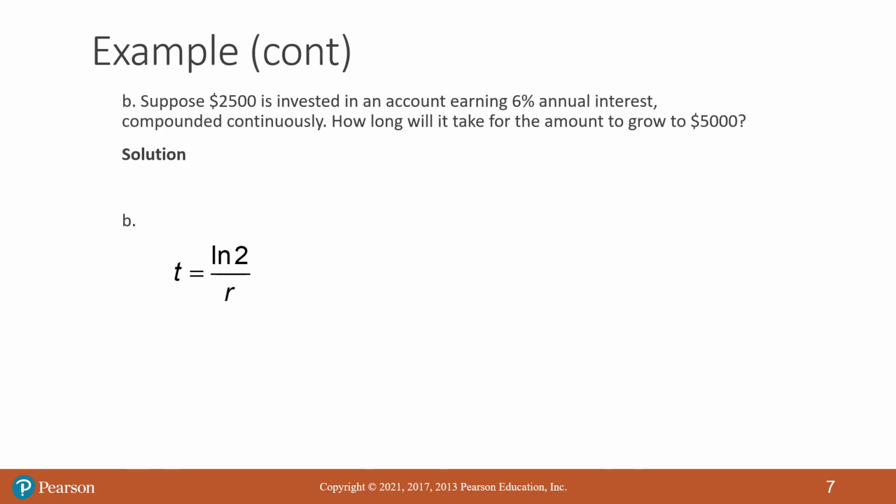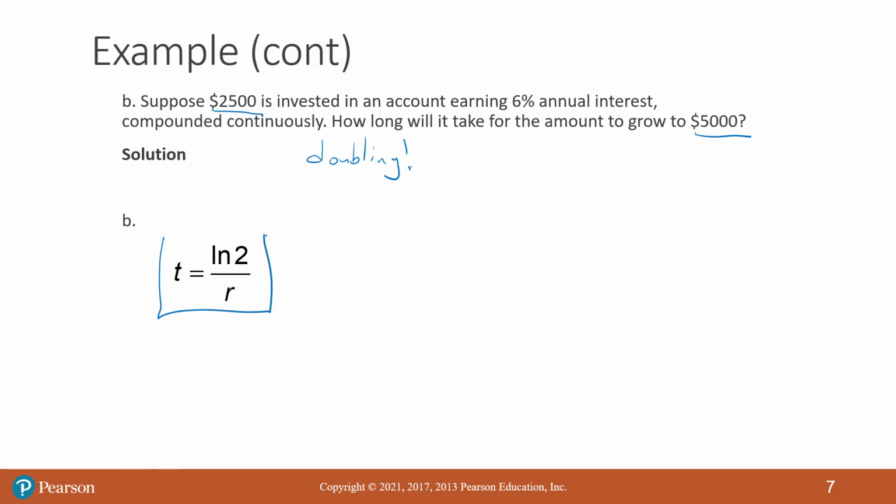How long will it take for the amount to grow to $5,000? Well, if we're starting out with an initial value of $2,500 and we want it to grow to $5,000, essentially this is a doubling from our initial value to our future value. So we can use our doubling formula here.